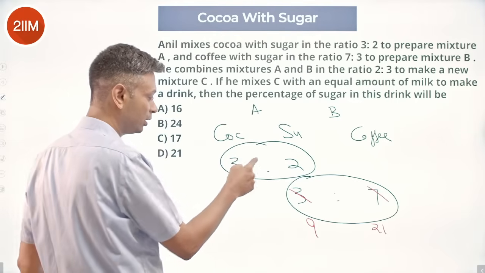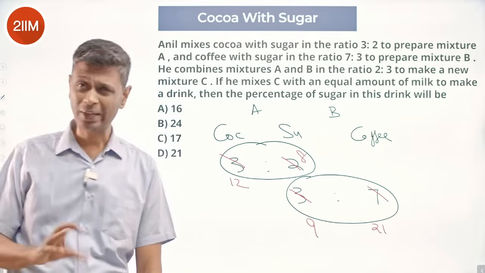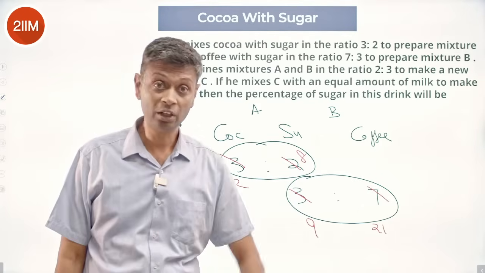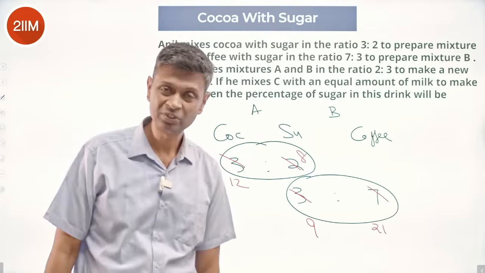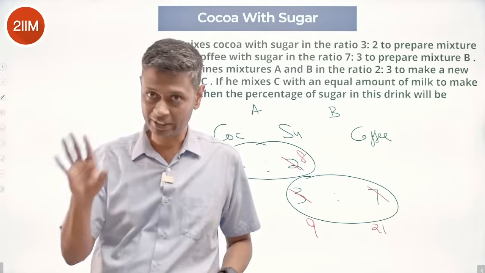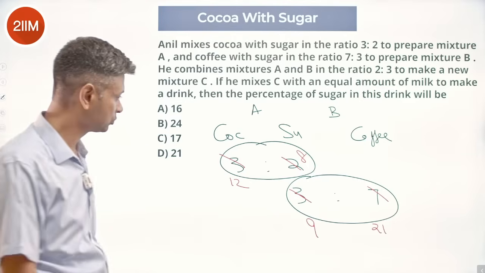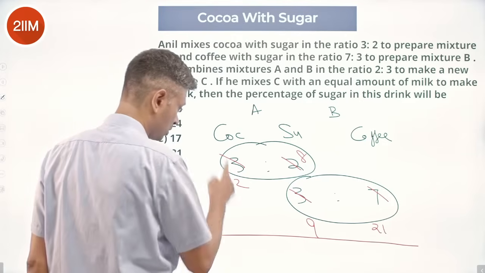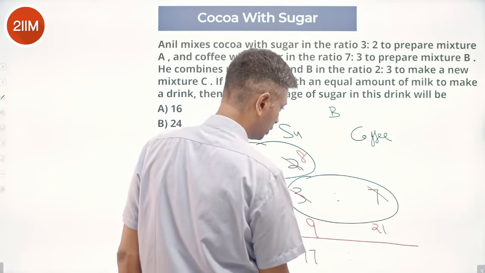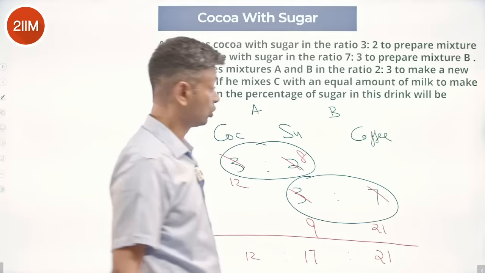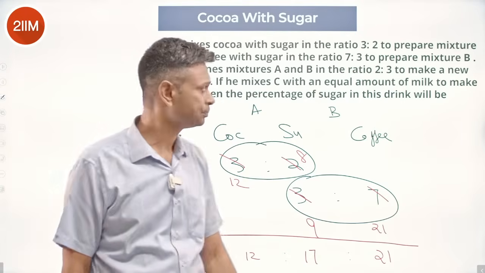This should add up to 20. So this becomes 12:8. 12 plus 8 is 20. 9 plus 21 is 30. This is totally 30 units, this is totally 20 units. So the overall mixtures in the ratio 2:3. The 3:2, 3:7 are maintained. Mixtures in the ratio 2:3 to make a new mixture C. So our mixture C will have 12 units of cocoa, 17 units of sugar, and 21 units of coffee.